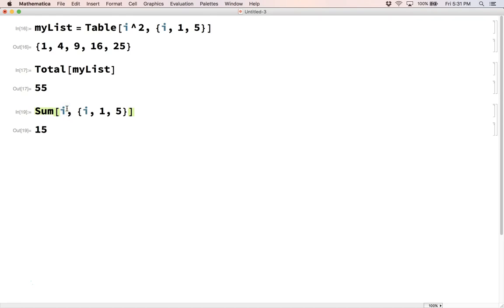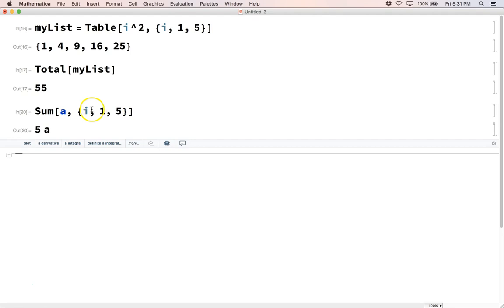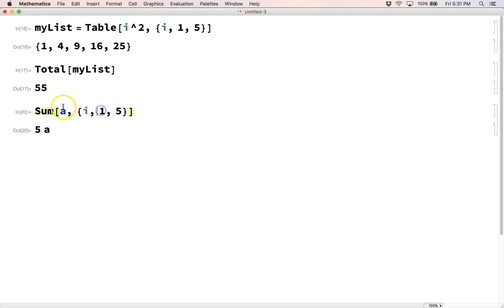So as an example, I could do Sum of this random variable a. So a, you can tell I haven't defined it because it's in blue. I didn't mean anything precise by random variable. I just meant some name I chose randomly. And if I evaluate this, I got 5a. Why did I get 5a? Well, think about it. I get a for i equals 1, a for i equals 2, all the way up to a for i equals 5. I add them up. Total, I get 5a.